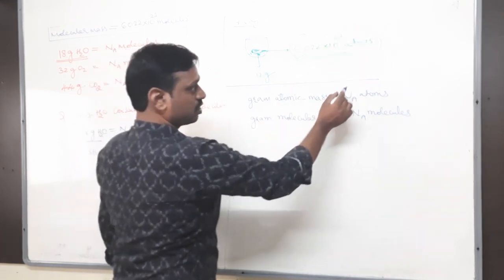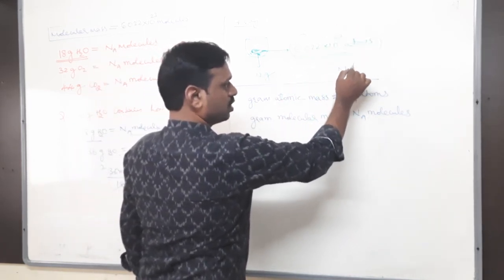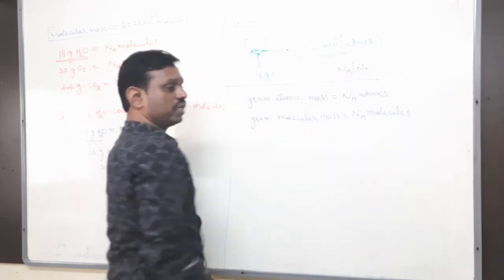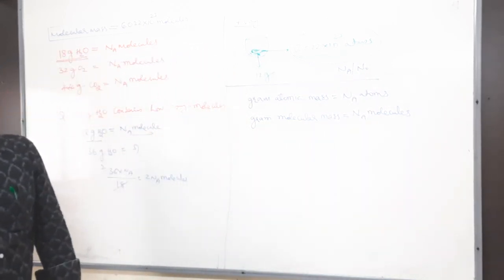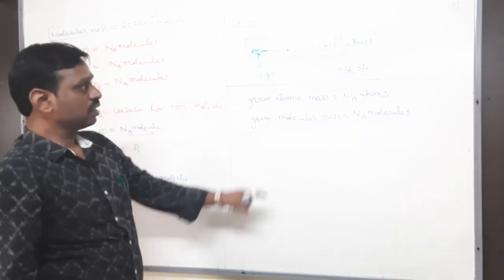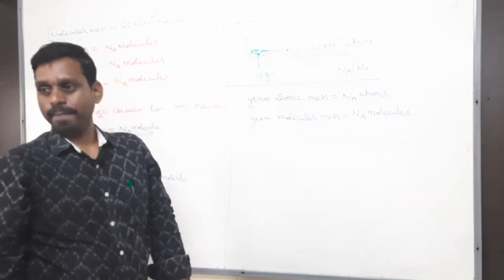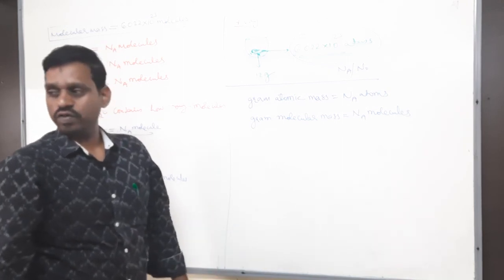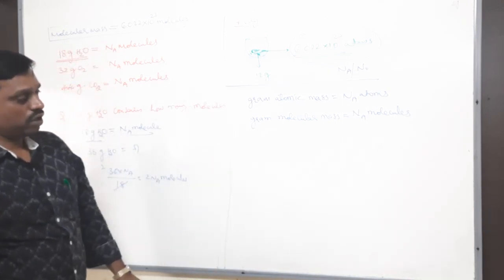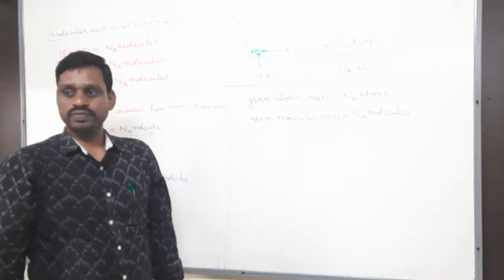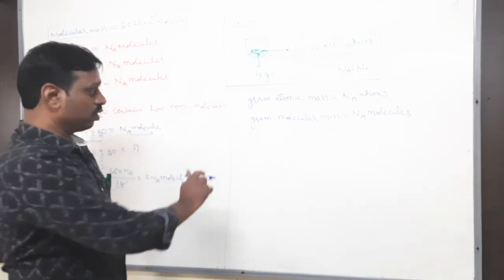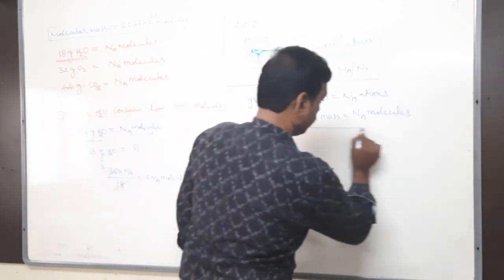The Avogadro number is denoted by Na. In some books they have given N0 also. What is the numerical value of the Avogadro number? It is 6.022 into 10 power 23. This is the numerical value of the Avogadro number, and it is related to these two. Now, where is the Avogadro number useful?